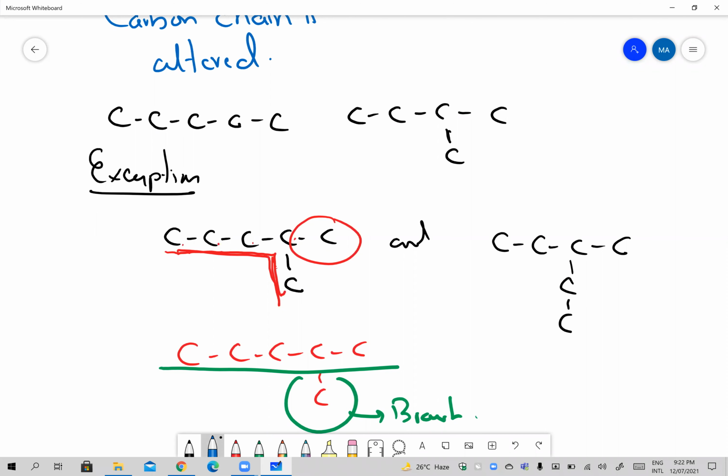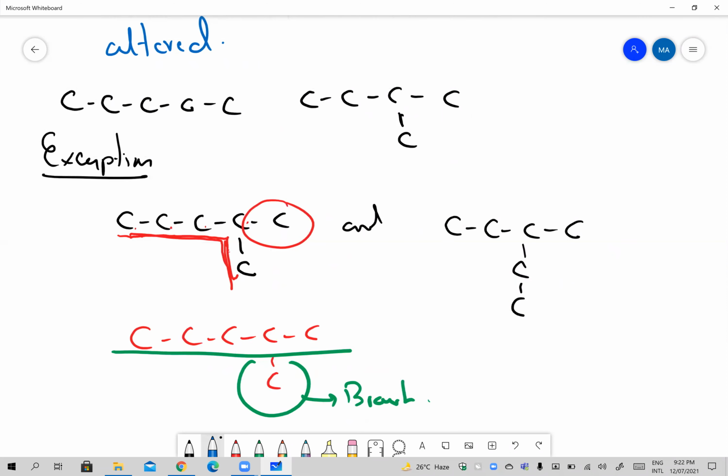But if you look at the second compound here, 1, 2, 3, 4, 5. Again, the main chain has 5 carbons, and there's 1 branch. So technically, if you look at these two compounds, they have different shapes. They are maybe flipped or rotated, but the connections are exactly the same. So this is why both of these are not isomers of each other.